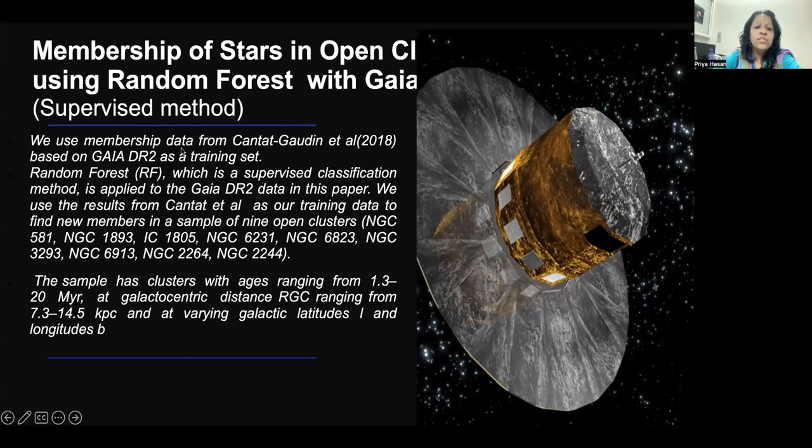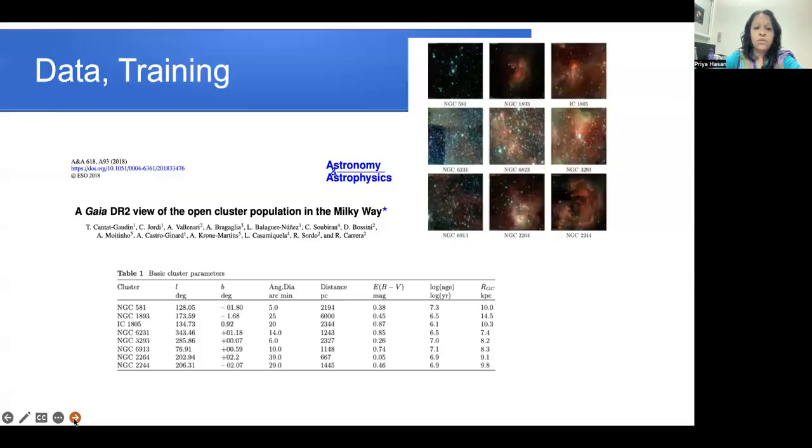And what we basically did is we used membership data from another paper, which was Cantat-Gaudin 2018. That was used as the training set. And then we used random forest, which is a supervised classification method, to find out the other members. So we had a sample of 9 open clusters, which had ages varying from 1.3 to 20 million years, galactic distance ranging from 7.3 to 14.5, and varied galactic latitudes and longitudes.